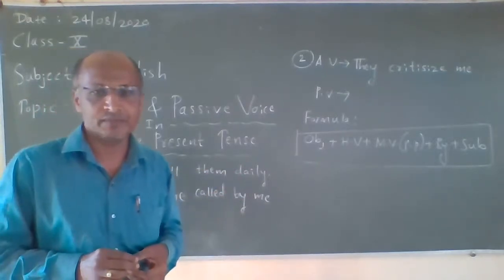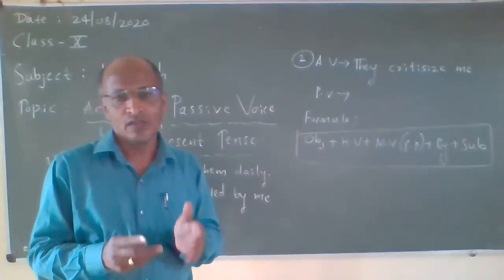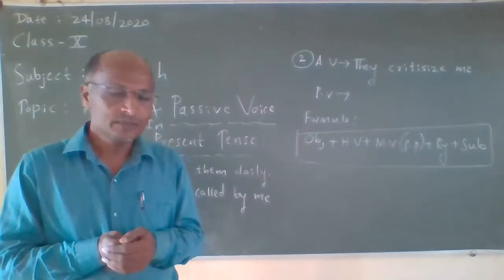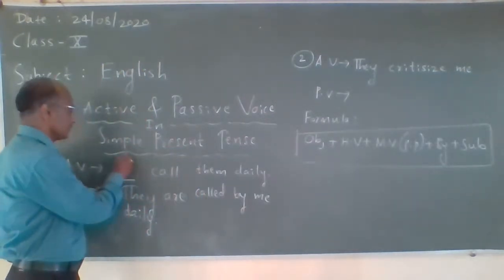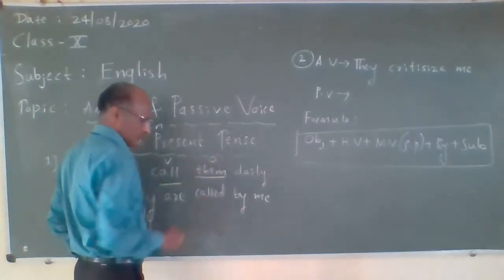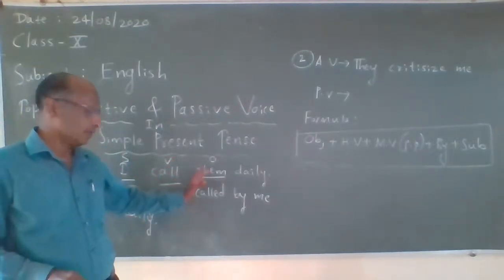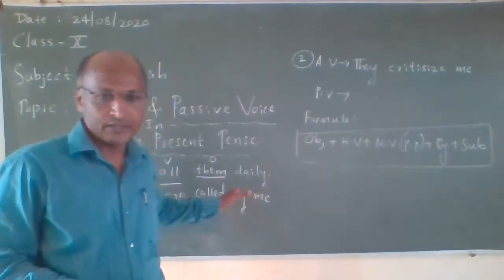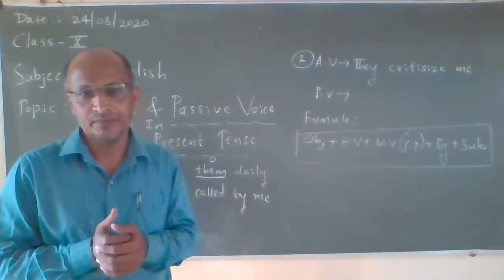See, here, I call them daily. This is active voice. How to change from active to passive? Okay? Here, in this sentence, I is the subject, call is the verb, them is the object. Right? When it comes to active voice, this is the active voice. Do you know how to change from active to passive?